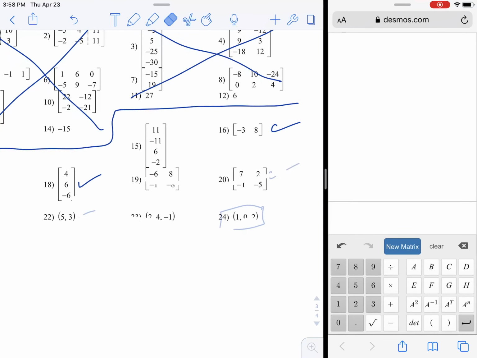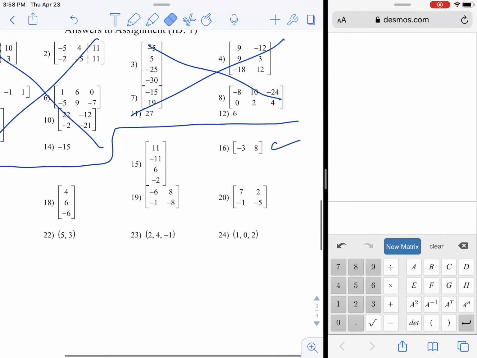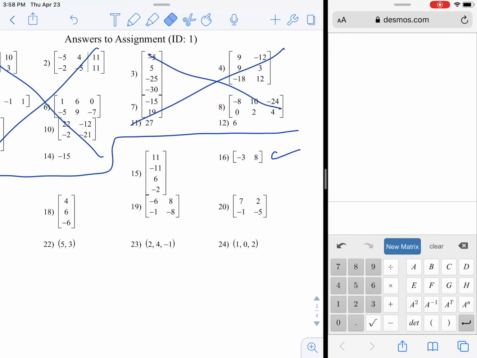And here, you can see I already shot this once, so I already checked them once. But there it is, -3, 8.